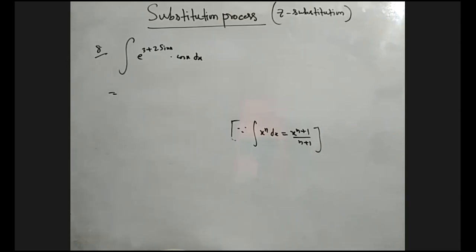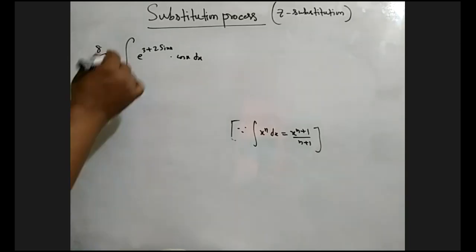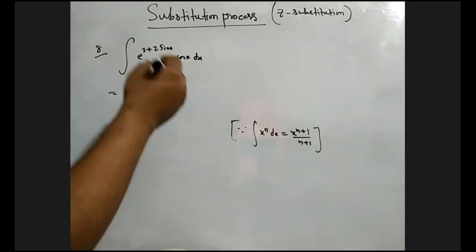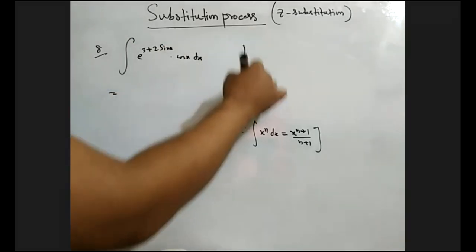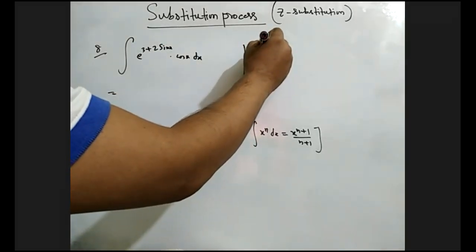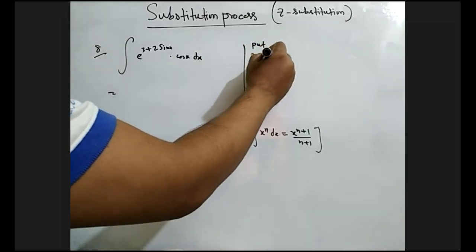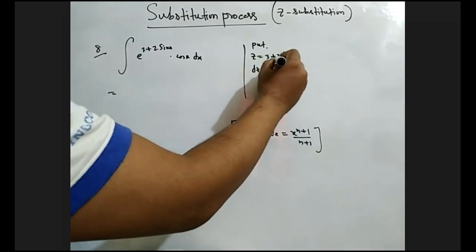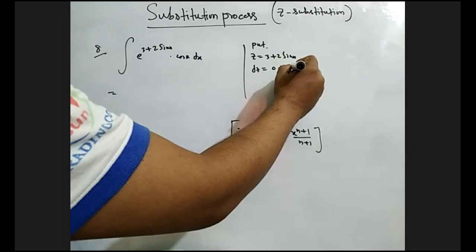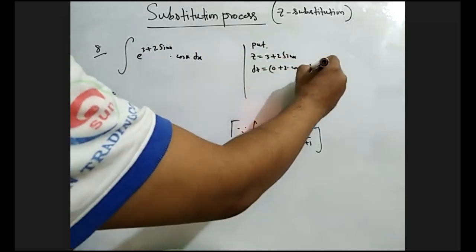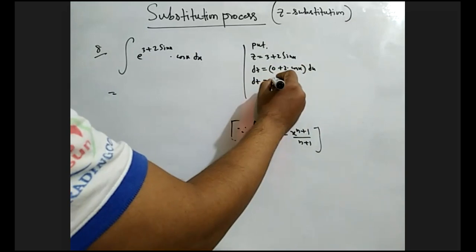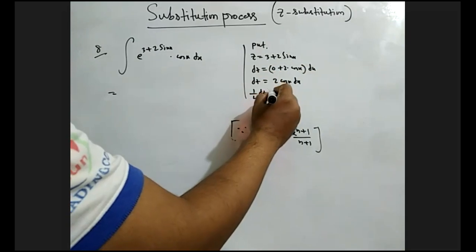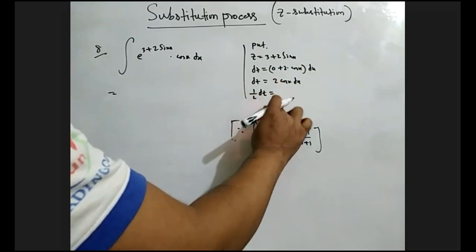Okay, so another example 8. In this example, e to the power 3 plus 2 sin x into cos x dx. Okay, so this whole power we have to take as the substitution. Z equals what? 3 plus 2 sin x. Now dz equals what? This will be 0, and plus 2 sin x differentiation what? Cos x. Okay, dx. So dz equals 2 cos x dx, and half dz equals cos x dx.